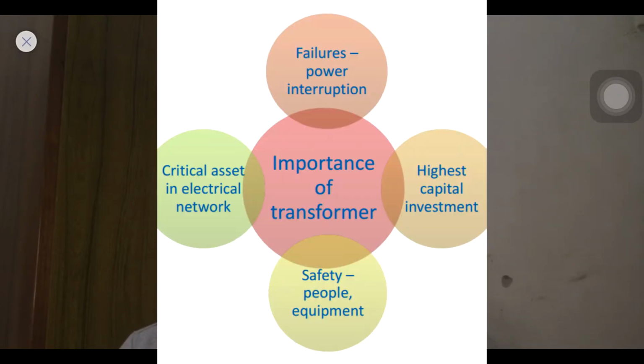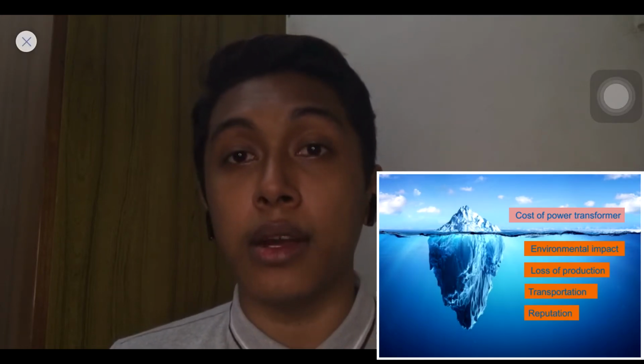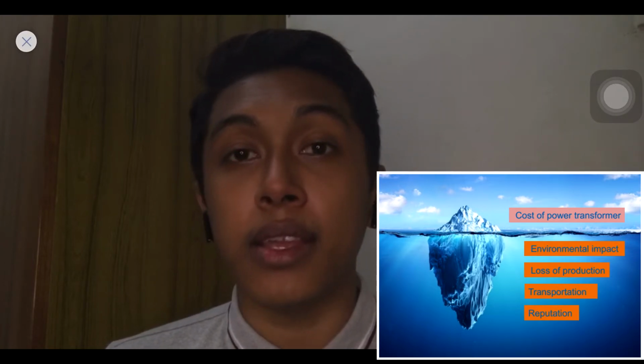Why is the transformer very important? One is failure causing power interruption, two is that it is a critical asset in the electrical network, third is the safety of people and equipment, fourth is the highest capital investment. Okay, the cost of unplanned outages: what we can see is the cost of power, but the unseen is the environmental impact, loss of production, transportation, and reputation.